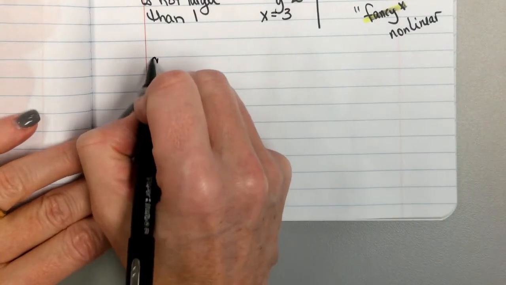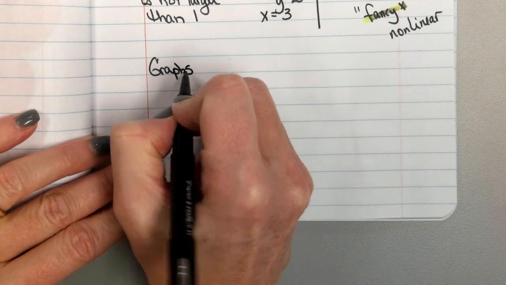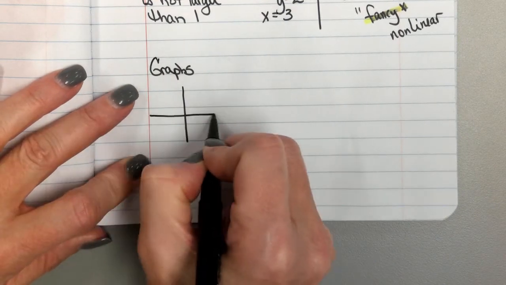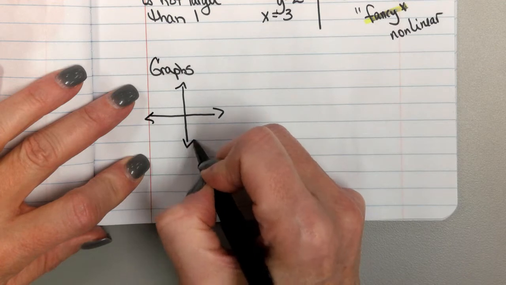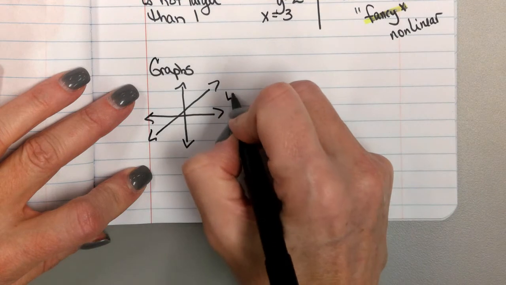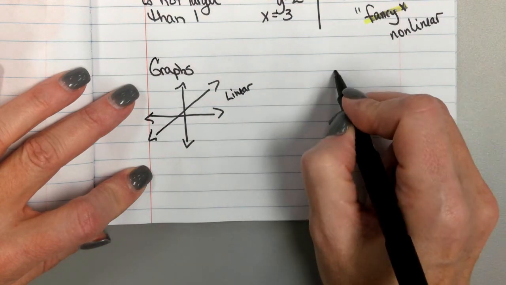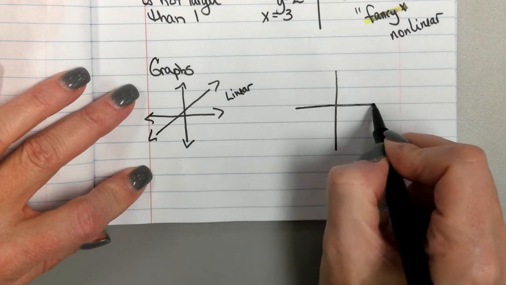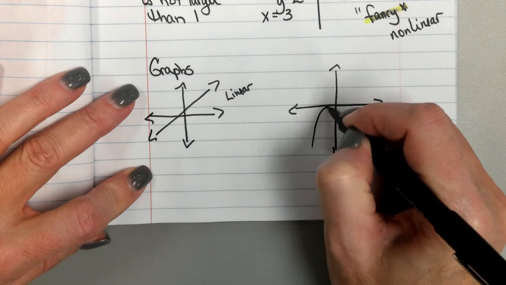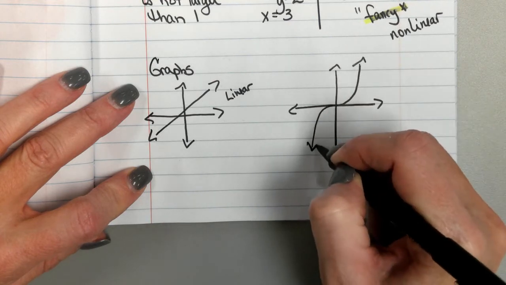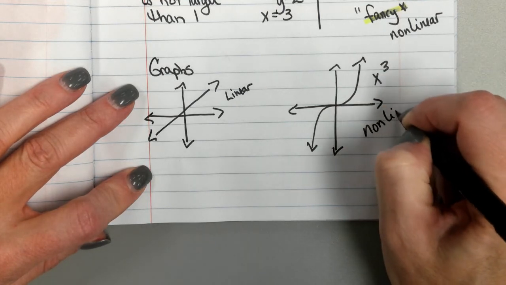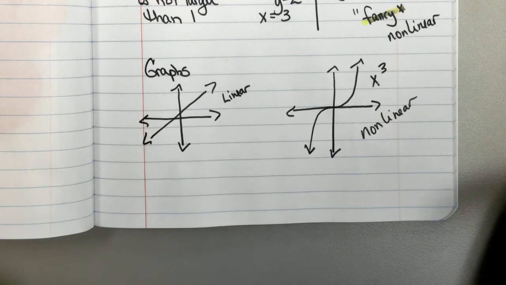All right, let's look at what the graphs look like. Graphs are pretty simple. If it's straight, it's linear. If it's not, it's nonlinear. So let's just look at some examples. Of course, that's easy enough. Let's see, I'll give you this one. That is actually what x cubed looks like. So that's nonlinear.